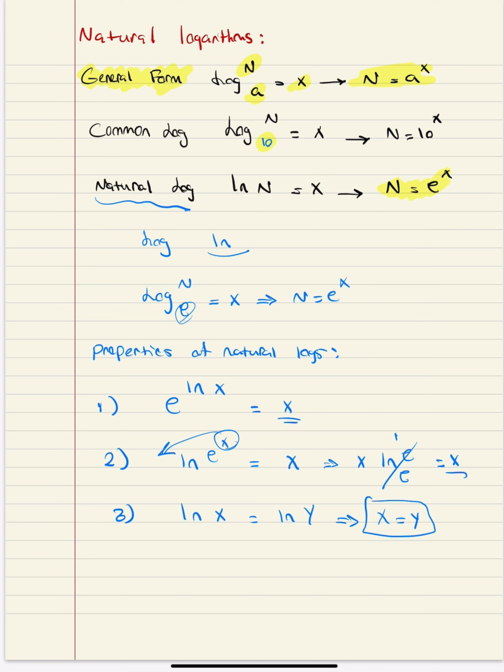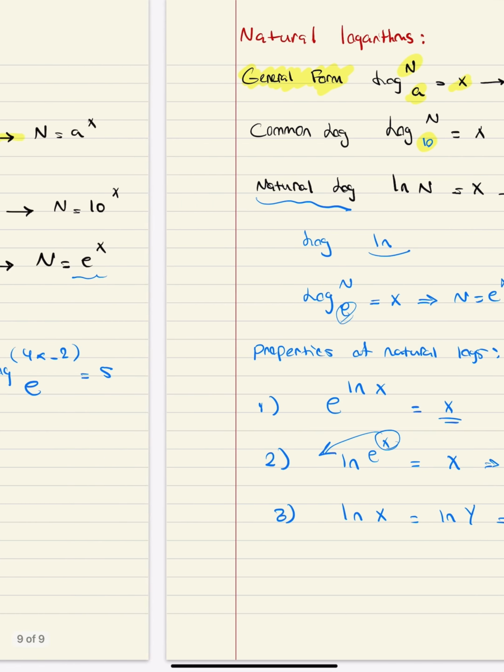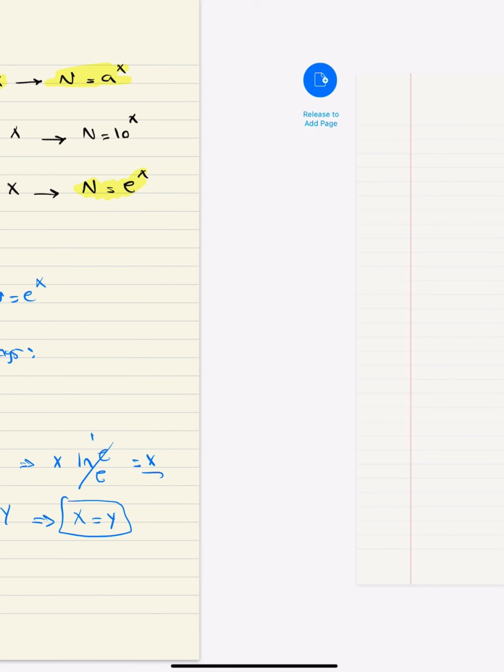These are important properties of natural logarithms that can really help when we're simplifying mathematical expressions and/or even expanding. So let's do some examples on natural logarithm.